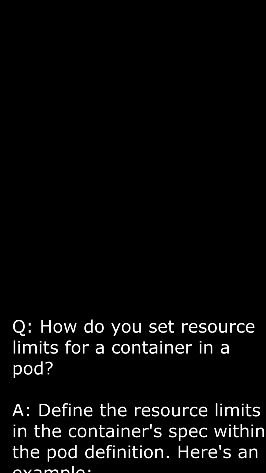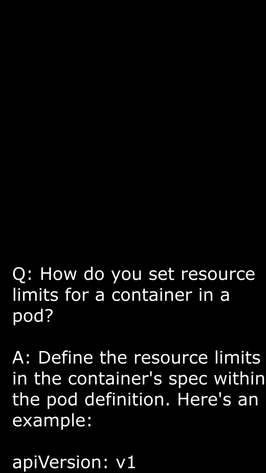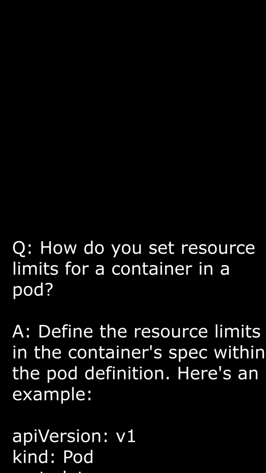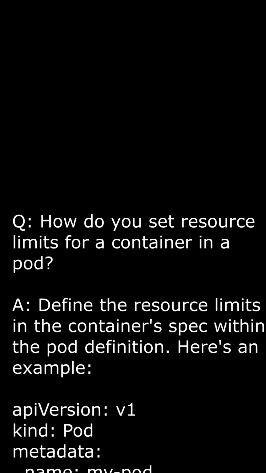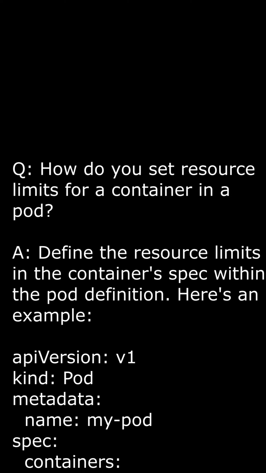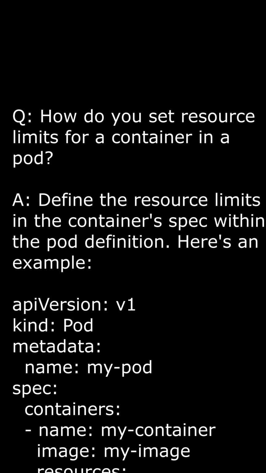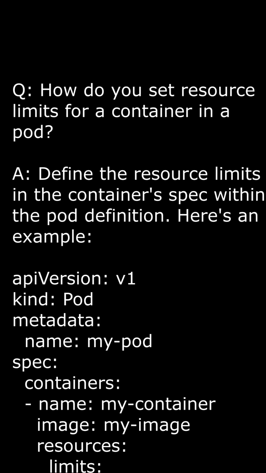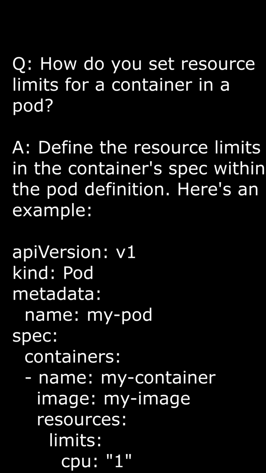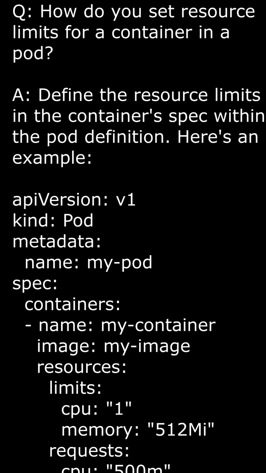API version, v1. This specifies the Kubernetes API version, in this case, it's the v1 API. Kind, Pod. This specifies that we're creating a Pod resource in Kubernetes. Metadata, this contains information about the pod, such as its name. Name, my-pod. This sets the name of the pod to my-pod. Spec, this specifies the pod's desired state, such as its containers and resource requirements.